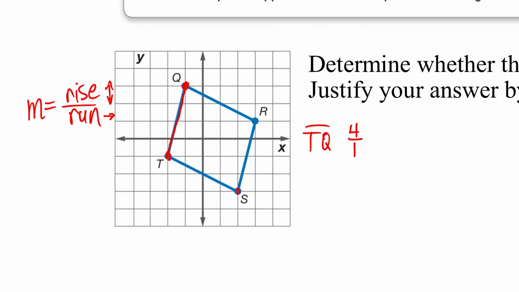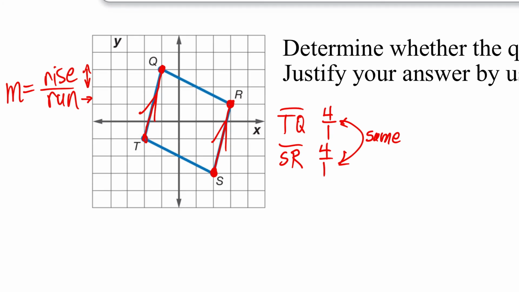Now let's look at the other side, SR, the side that should be parallel to it. What's the slope of SR? Up 4 over 1. So are those 2 sides parallel to each other? Yes, these 2 have the same slope. So that means this side is parallel to this side, and I can put my extra set of arrowheads on there.